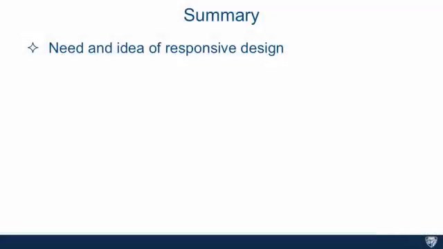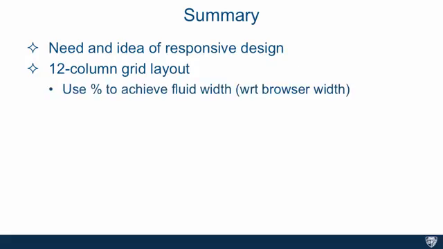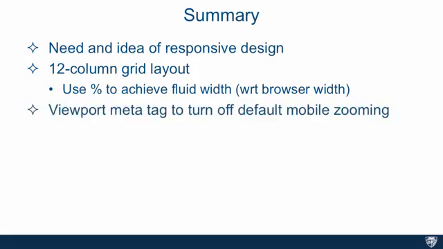So in summary, we went over the idea and the need of responsive design. And we talked about the 12-column grid layout, which is the most common and most convenient grid layout there is out there right now. And we spoke about the fact that in order to achieve fluid width, we actually use percentages to specify the width of each column and different items within the columns as well. We also spoke about the fact that we needed to tell the devices out there that they should not try to zoom out and try to fit all the contents they can. Instead, they should behave as they are, mobile devices with more narrow screens and smaller screens. And the way we tell those devices all this information is by using the viewport meta tag.